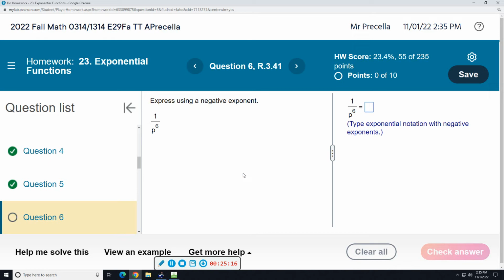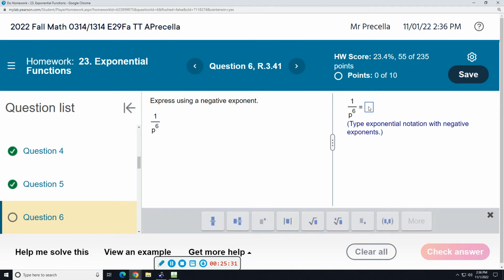Let's see, is there a lot of writing that we need to do on this one, or can we just type in the answer? Similar to the one we just did, it says express using a negative exponent. So what am I going to do to write it without that 1 over? It will be P raised to, here's the exponent, P raised to what power? See, instead of that 1 over, we make the exponent negative. Okay, so P to the negative 6.